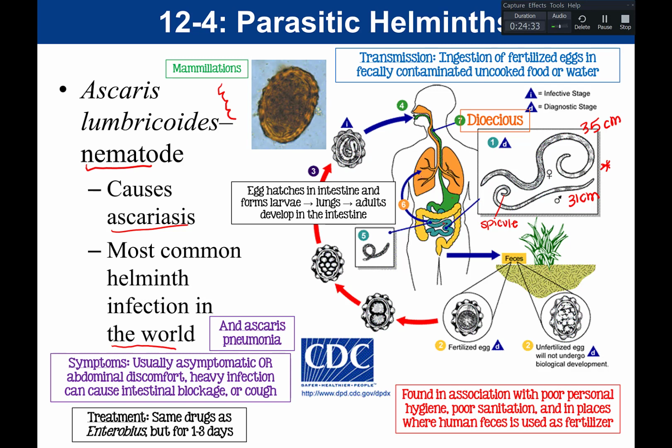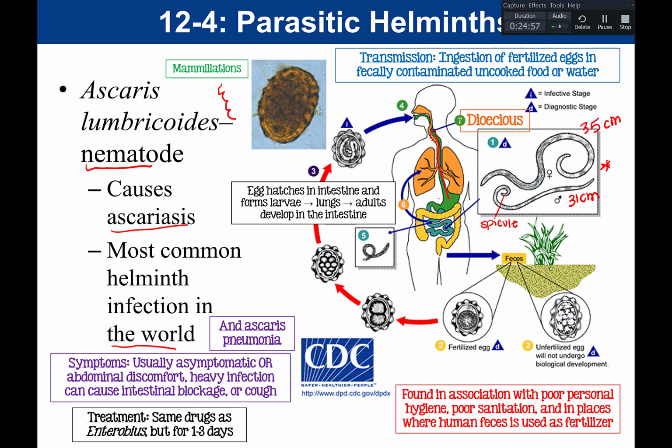Now, when the larval stage is developing in the lungs for 10 to 14 days, those juveniles are then going to make their way up through the respiratory tree to the esophagus, and then they're swallowed and they go back down into the stomach, and then again into the intestine.